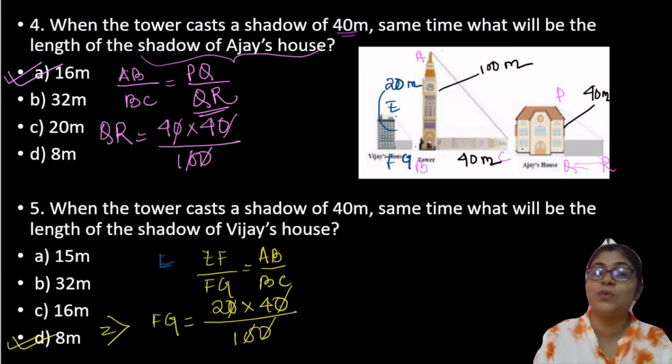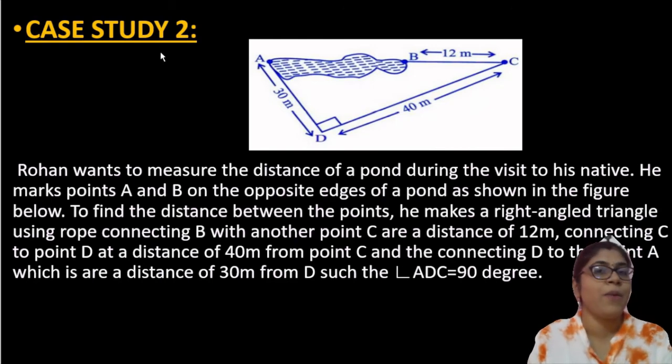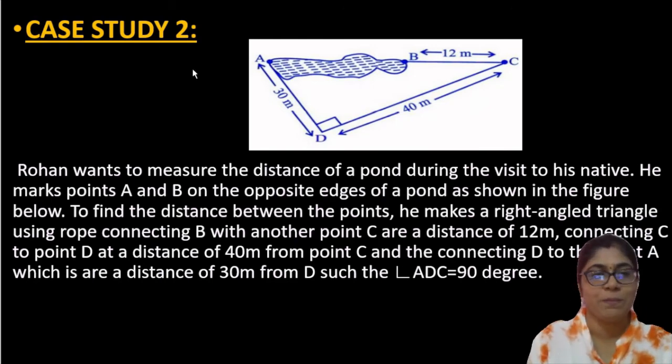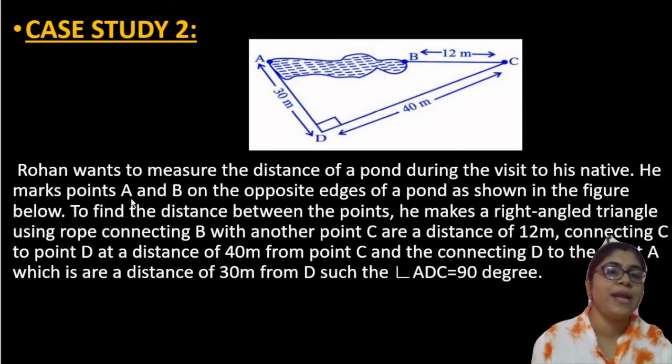Now let's move to our case study 2. It is based upon a certain theorem. We have to find out what the theorem is. So a diagram is given. Rohan wants to measure the distance of a pond during a visit to his native place. He marks points A and B on the opposite edges of the pond. So this is the pond given.